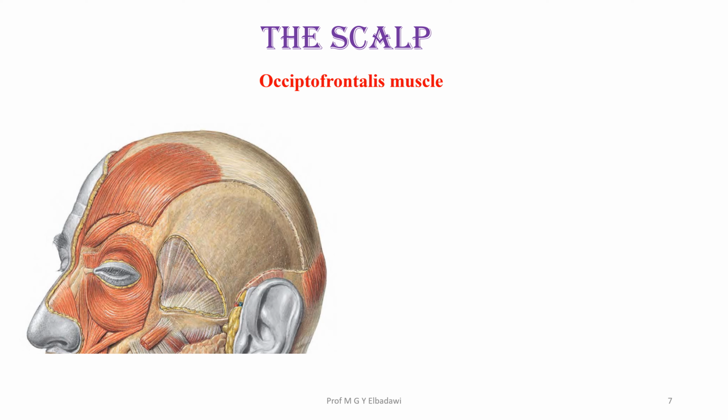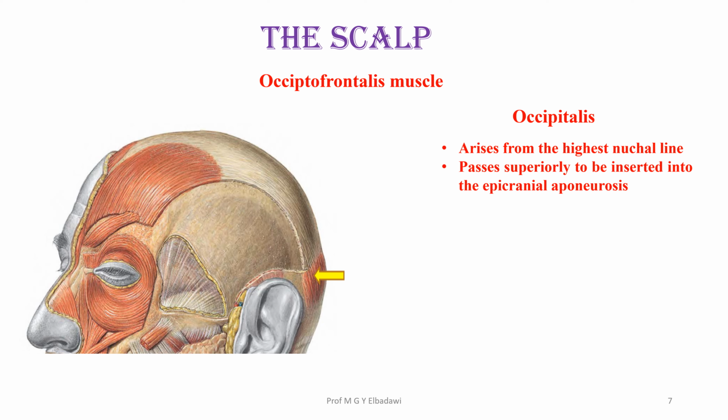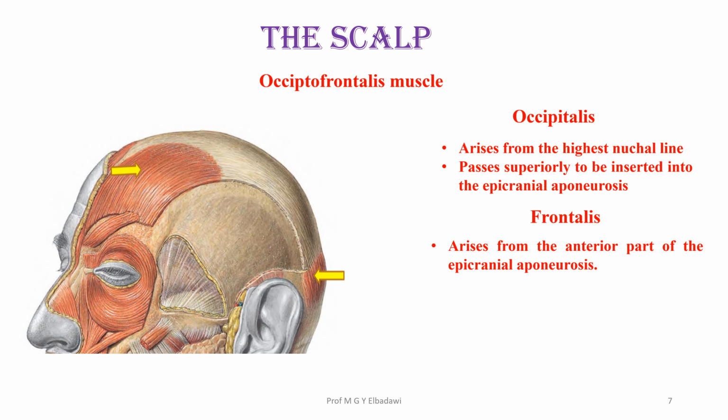The occipitofrontalis, the only muscle related to the epicranial aponeurosis, is formed of two parts. The occipitalis muscle takes origin from the highest nuchal line and is inserted into the epicranial aponeurosis. The frontalis muscle, the part in front, takes origin from the anterior part of the epicranial aponeurosis to be inserted into the skin over the eyebrows. So it ends in the skin over the face, to be part of the muscles of expression, like the rest of the muscles of the face.